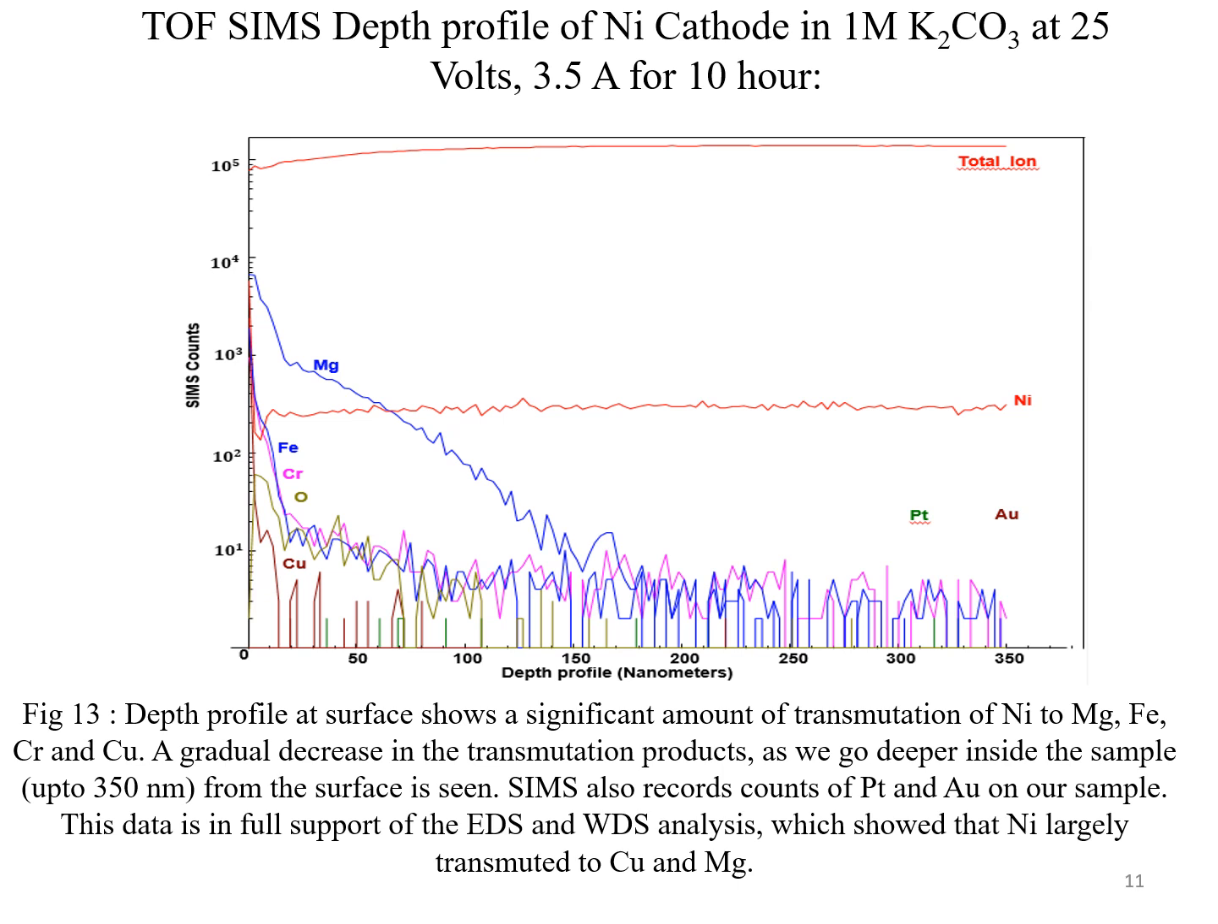This slide shows the TOF SIMS mass spectrometry data, in which we show a depth profile of the nickel cathode, which has been electrolyzed for 10 hours. The depth profile clearly shows a significant amount of transmutations of nickel to magnesium, iron, chromium and copper. We also see a gradual decrease in the transmutation products as we go deeper inside the sample from the surface. SIMS also records counts of platinum and gold on our samples. This data is in full support of the EDS and WDS analysis, which shows that nickel largely transmuted to copper and magnesium.